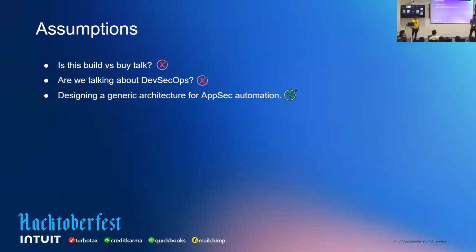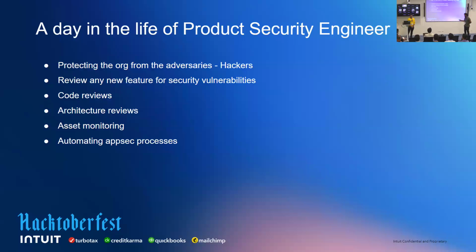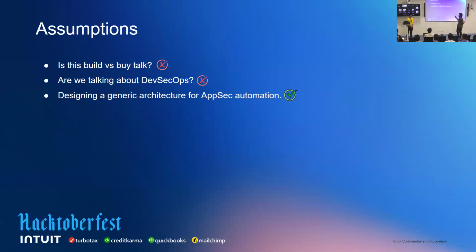So we'll be talking about the approaches very specifically, like the assumptions. This is not really a build versus buy talk, right? Are we going to only talk about DevSecOps? Again, no, right? We're going to talk about really the architectures that can actually help you automate application security or product security as an organization, right? This is what we're going to talk about. I'll switch to Prateek and he can give a little bit of context about what we do and our problem statement. Yep.